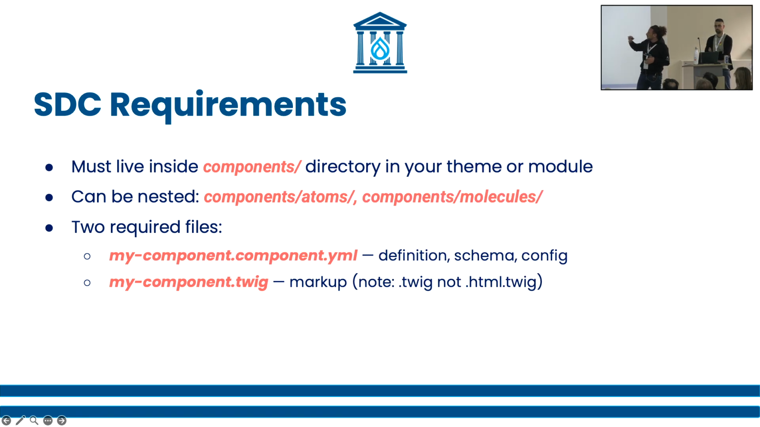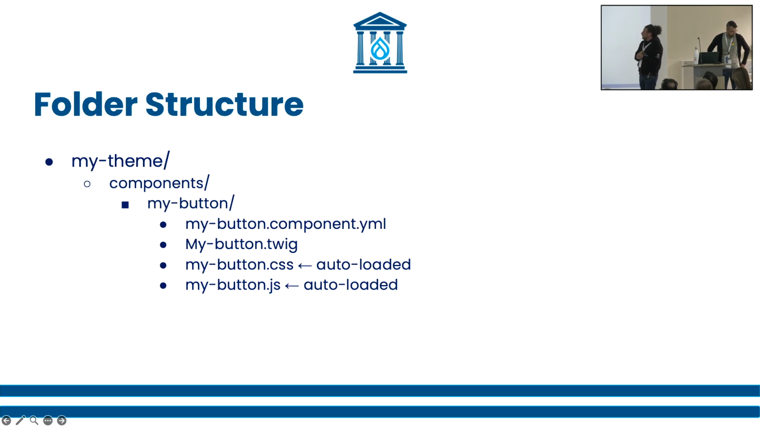We have the components folder inside your theme or module. You can nest other folders if you want to group them by type, and it requires just two files: the component YAML and the component twig file. Bear in mind that it's .twig and not .html.twig.